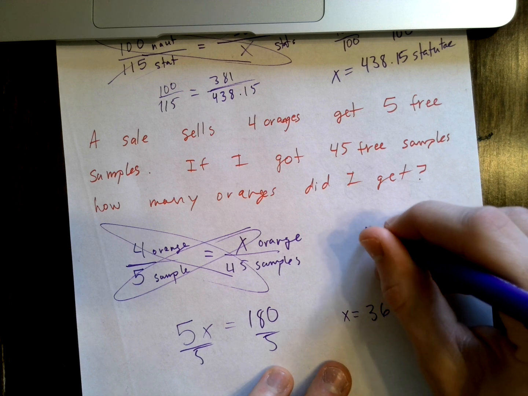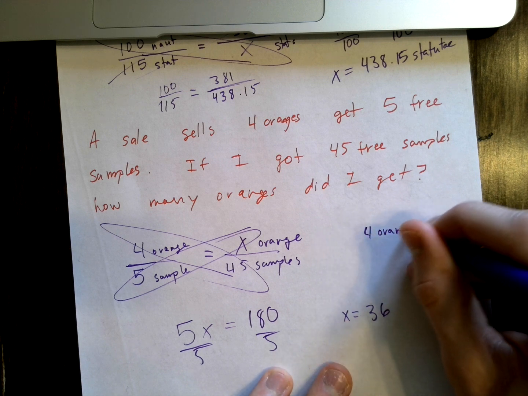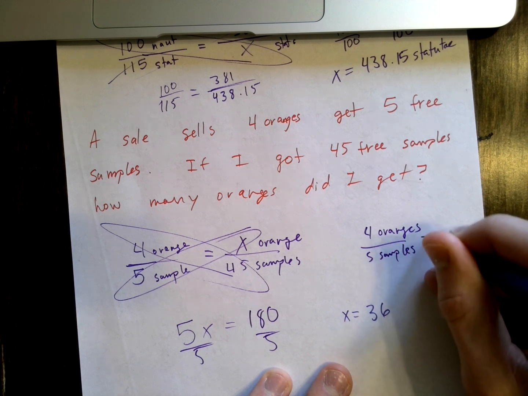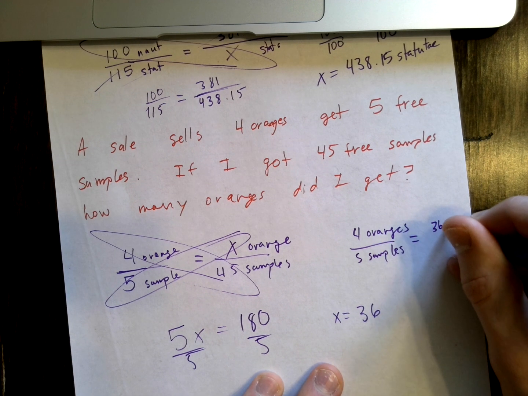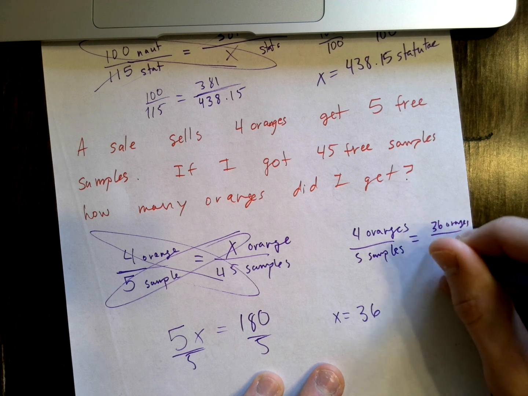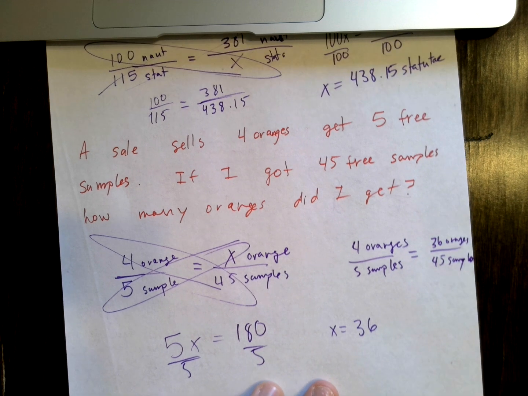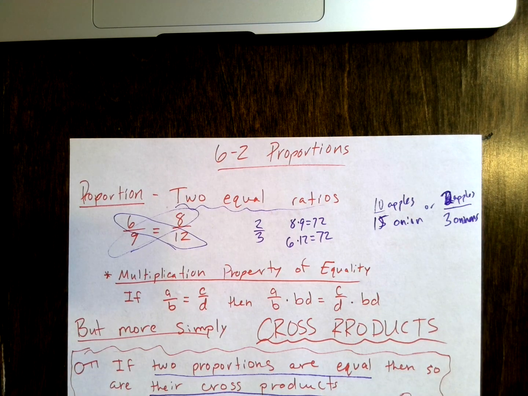So I know that 4 oranges for 5 free samples is the same proportion as 36 oranges for 45 samples. These are going to be equivalent fractions. Basically, what we have been doing all day today is finding equivalent fractions by cross-multiplying. We can check those. If you have any questions, hop into my office hours.